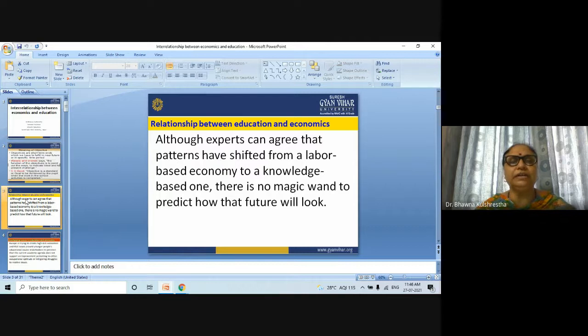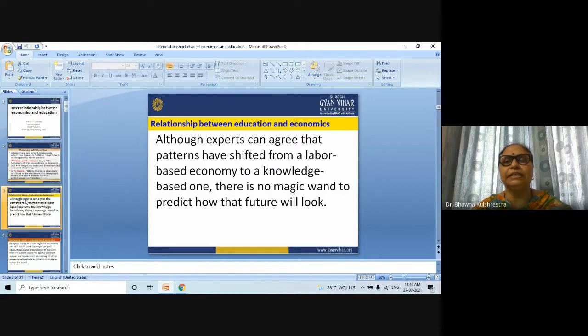introduction is the relation between education and economics. Although experts can agree that patterns have shifted from a labor based economy to a knowledge based one, there is no magic wand to predict how that future will look.